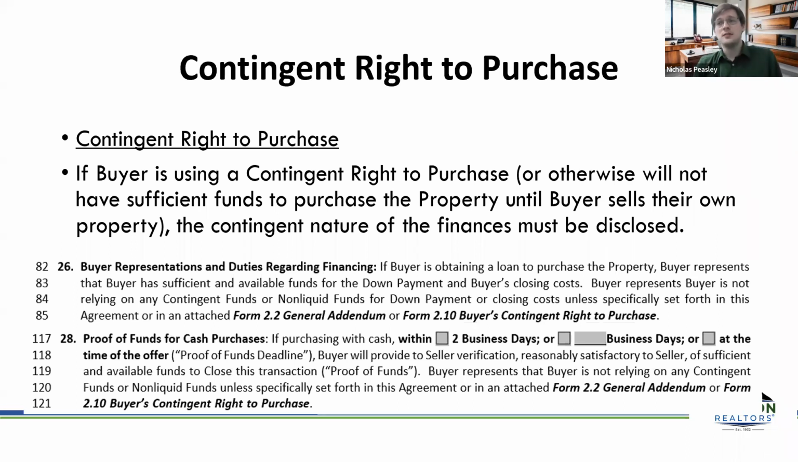And so use these disclosure forms, the general addendum or the contingent right to purchase, to disclose contingency in that fund. If it's a contingent right to purchase, you have to sell your house first, use the contingent right to purchase form. If it's just generic contingent funds, use the general addendum.